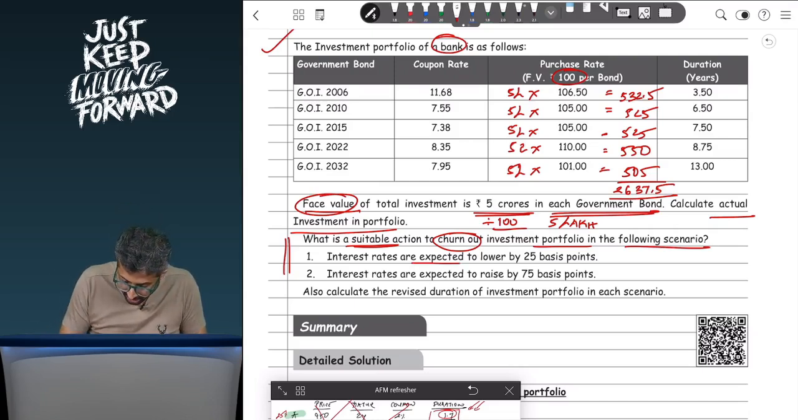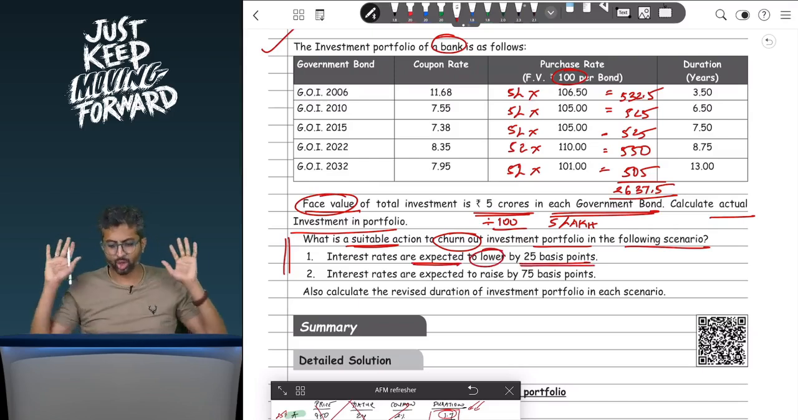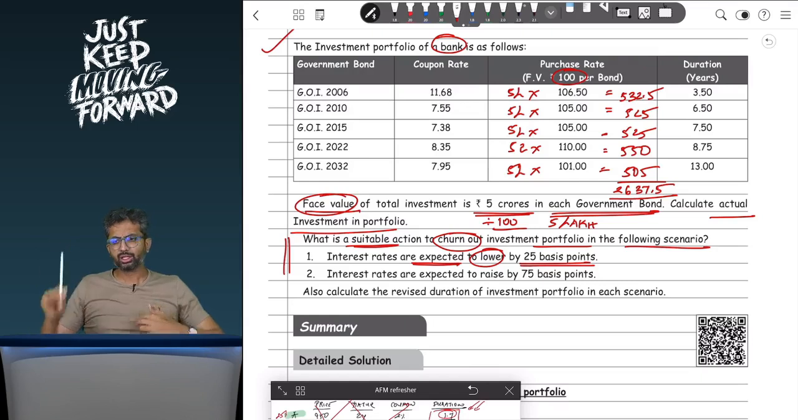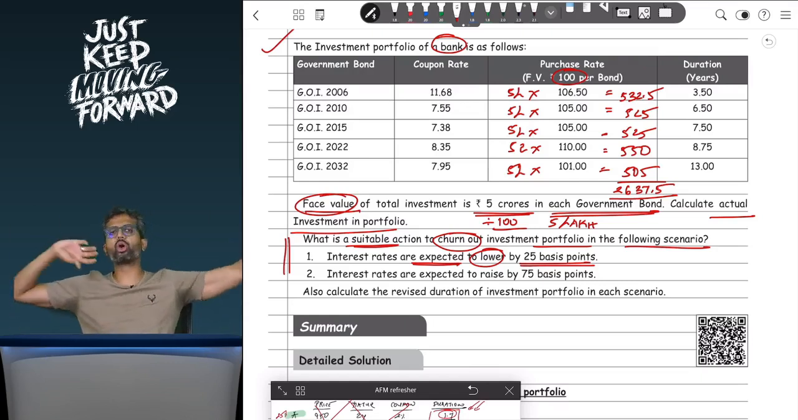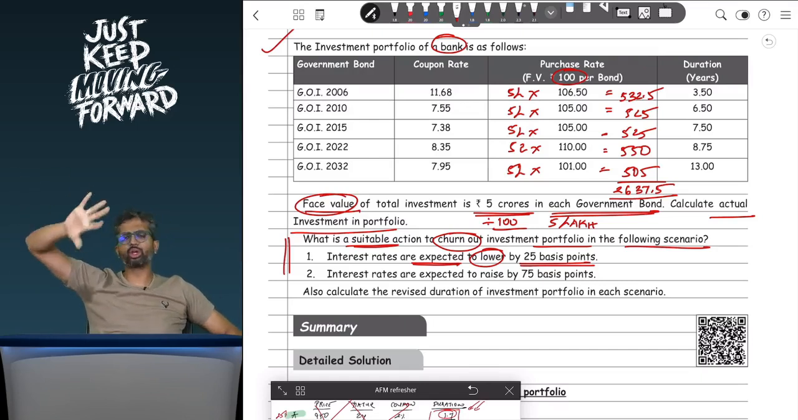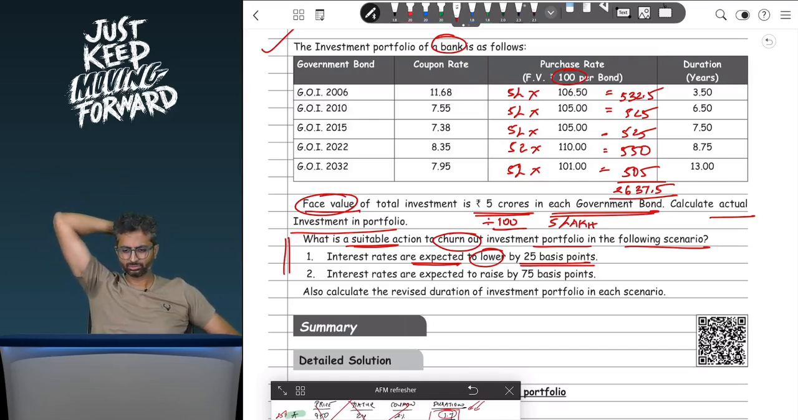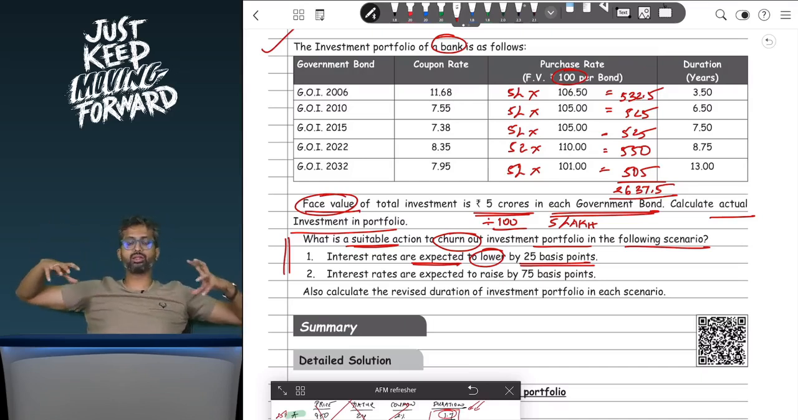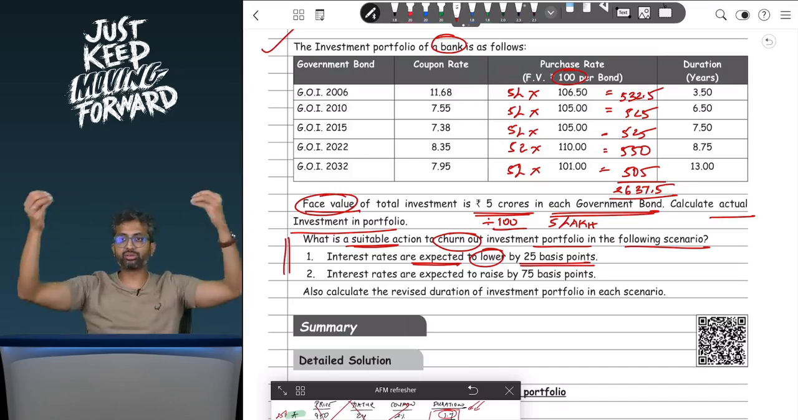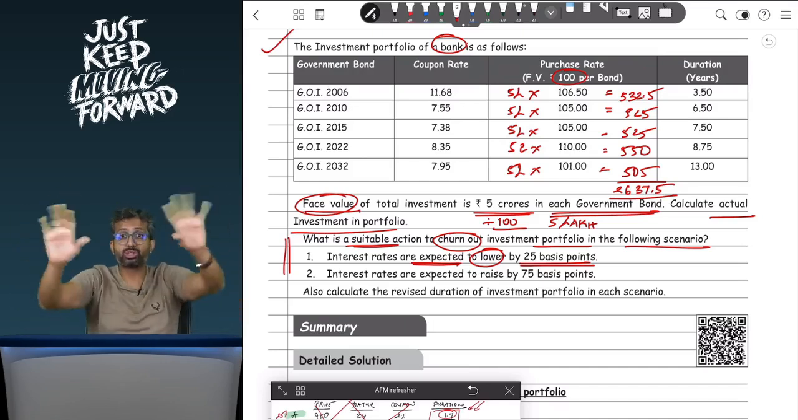If the interest rates are expected to be lower by 25 basis points, just focus on this part. Just focus on the extremes. Which is the bond you will buy? Which is the bond you will sell? First, you will always ask yourself that if the interest rates are going to fall, what will happen to the bond price? Get that answer and then come to the conclusion. If the bond price is expected to rise, you will buy the bonds which are going to rise the most. If the bond prices are expected to fall, you will buy the bonds which are expected to fall the least.